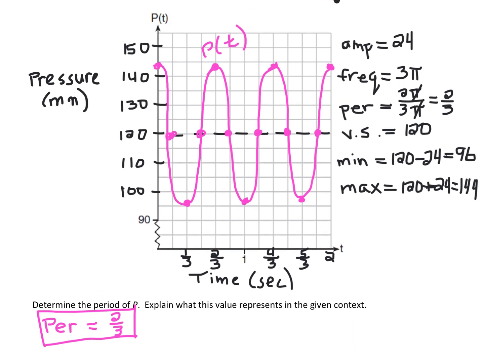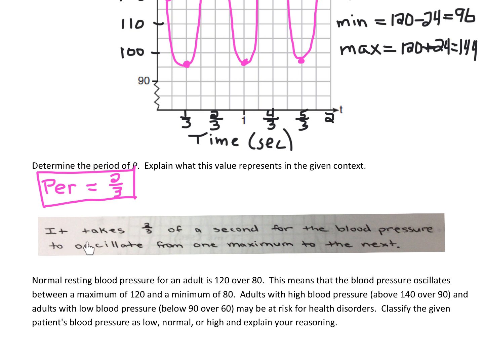So if we look at our graph, the period right here, 2/3, represents the time it takes for the blood pressure to go from one maximum reading all the way through to the next maximum reading. Okay, so this is what I said. It takes 2/3 of a second for the blood pressure to oscillate, I stole that word from this right here, from one maximum to the next. Okay, so it takes 2/3 of a second, basically, for the graph to go from one maximum all the way down to the minimum and back up to the next maximum.